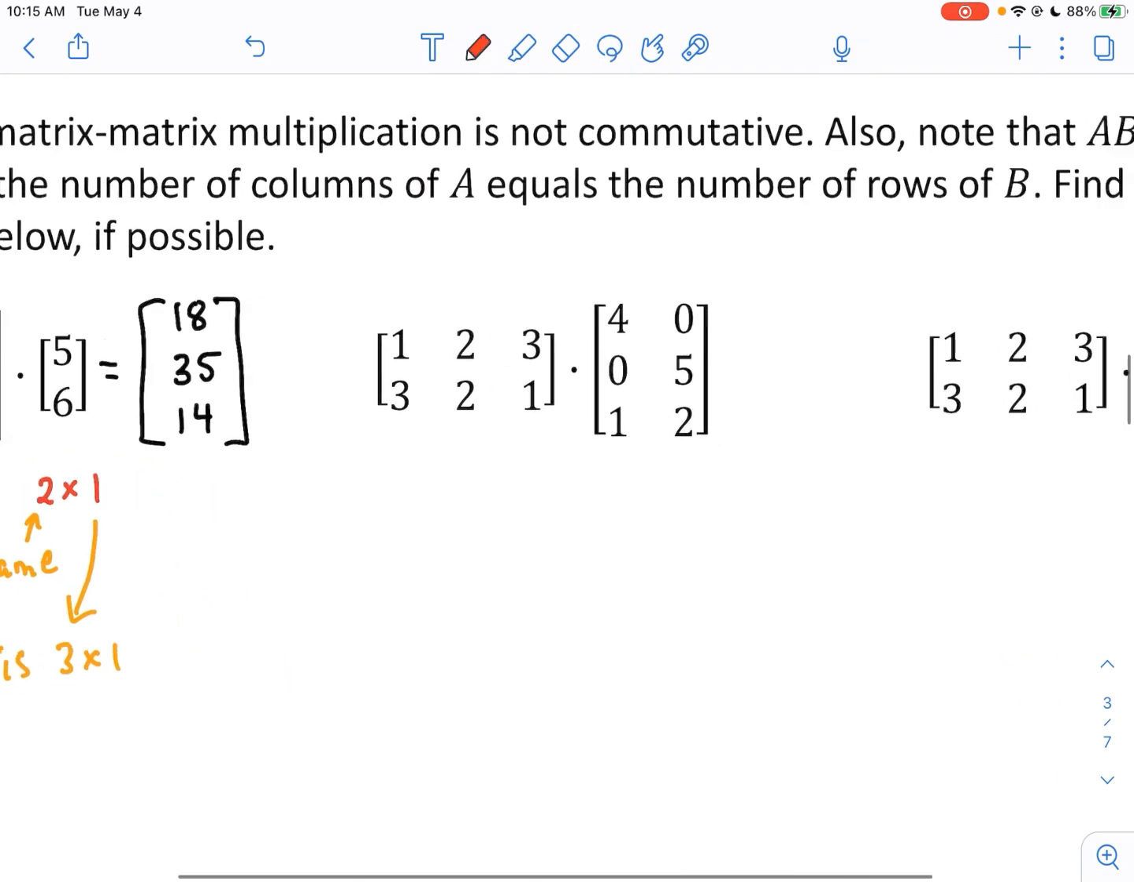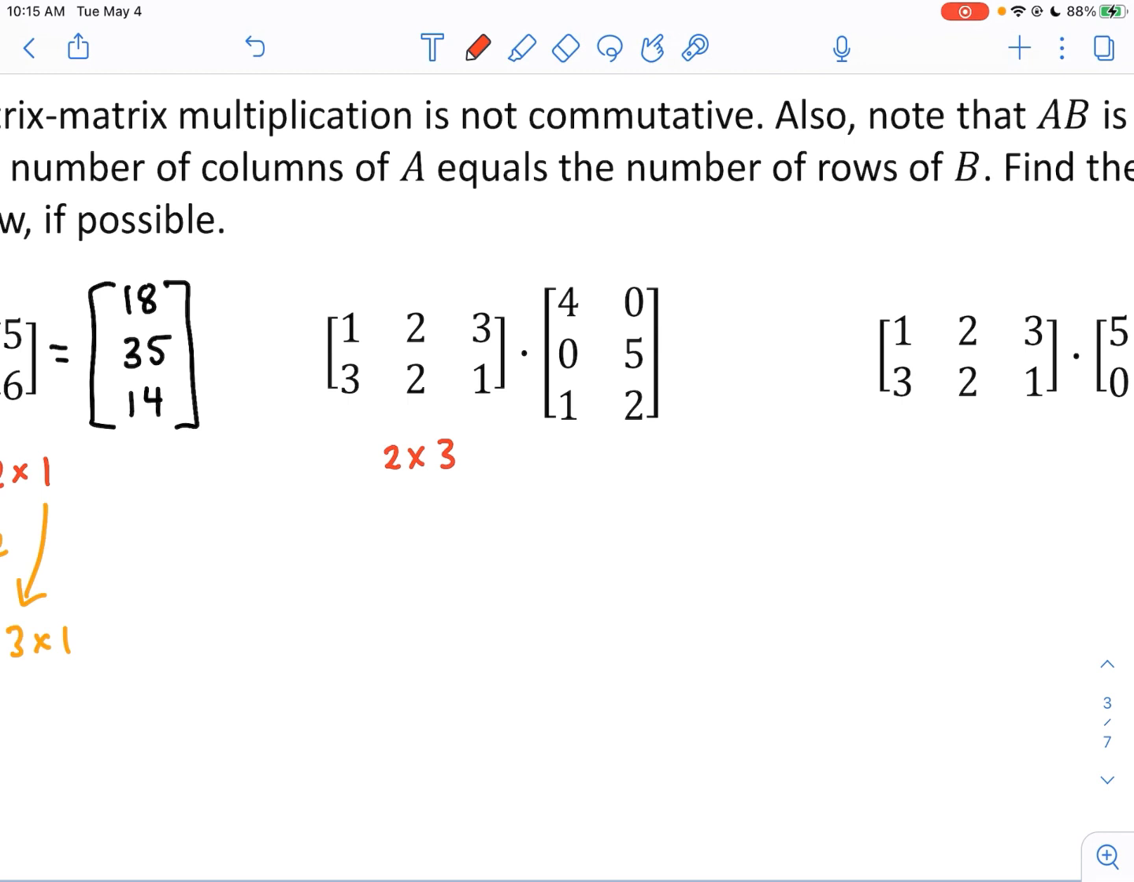Okay, let's look at the next. This is a 2 by 3 matrix on the left, 2 rows, 3 columns. And we have a 3 by 2 on the right. So because the two middle entries are the same, we know that this product will be possible, and the result will be a 2 by 2.